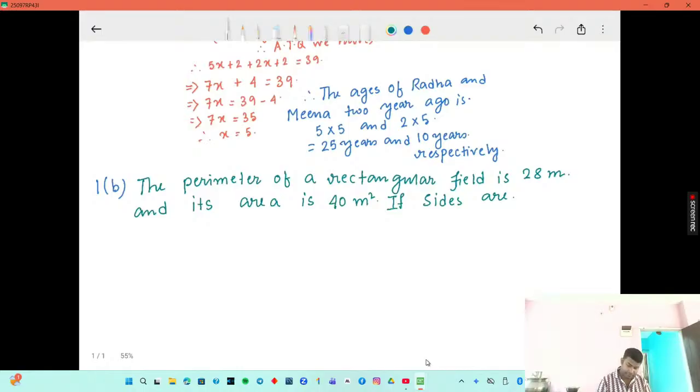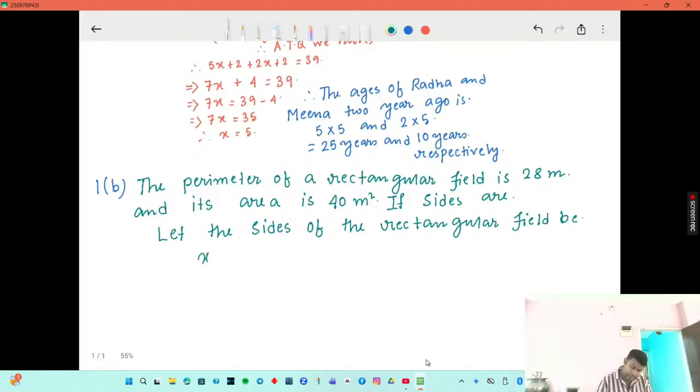So let the sides of the rectangular field be x and y respectively.